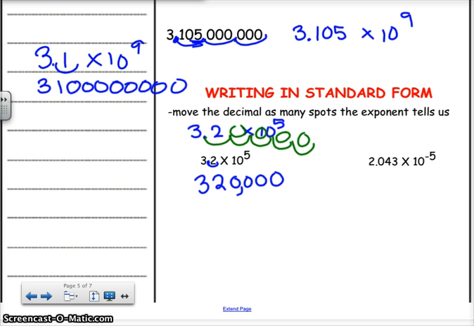Okay, how many spots do I need to move this decimal? 5 to the left. 5 to the left because it's a negative. So here's 1 to the left. How many placeholder zeros do I need? 4. 4. So 1, 2, 3, 4, 2, 0, 4, 3. You see how I did that?